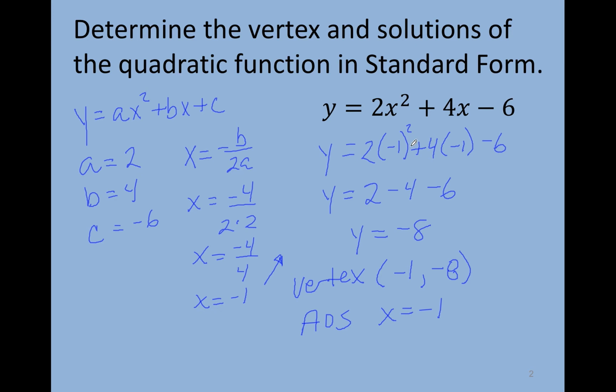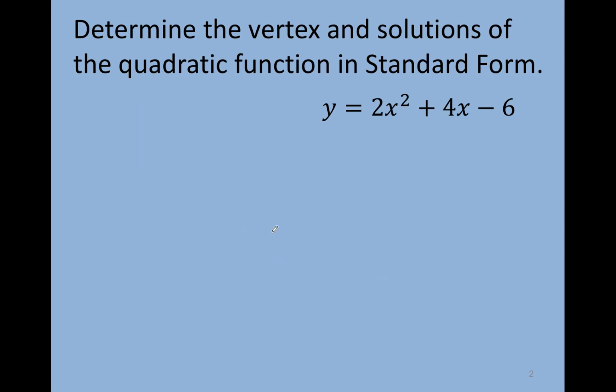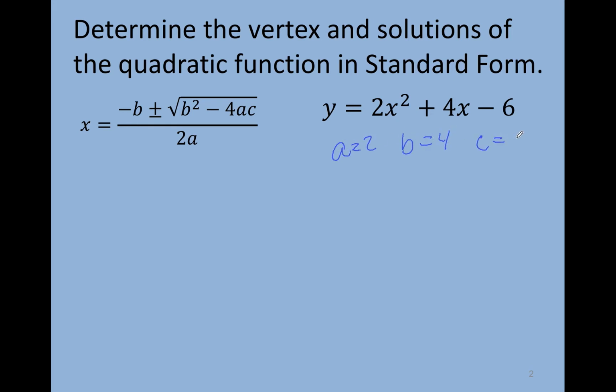Now let's find the solutions for this as well. In order to find the solutions, we can do a couple of things: factor, if possible, complete the square, or use the quadratic equation. I'm going to choose the quadratic equation for this one. So x is equal to negative b plus or minus the square root of b squared minus 4ac, over 2a. Again, a equals 2, b equals 4, c is equal to negative 6.